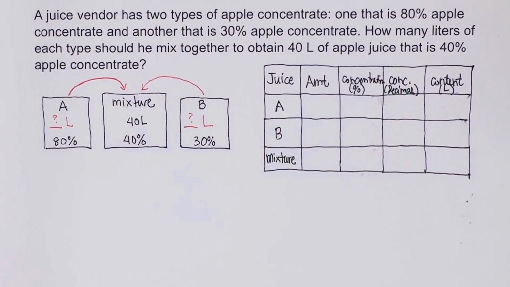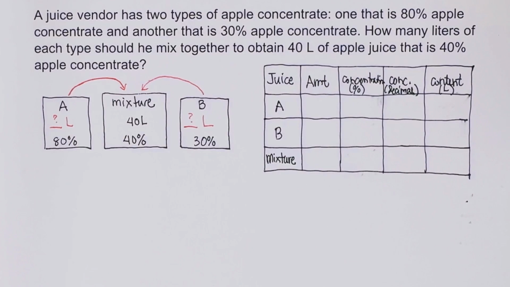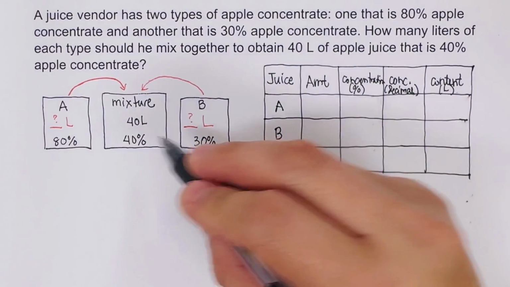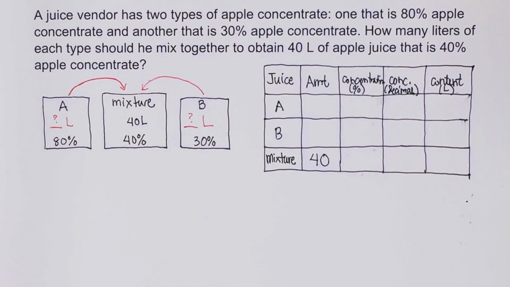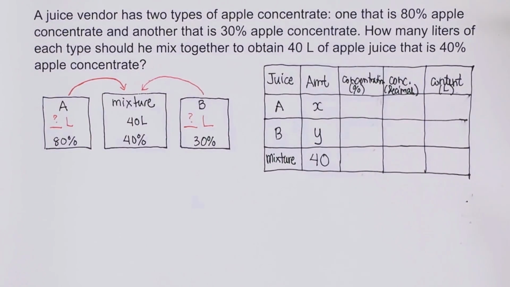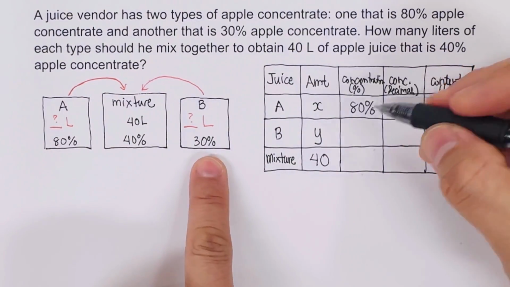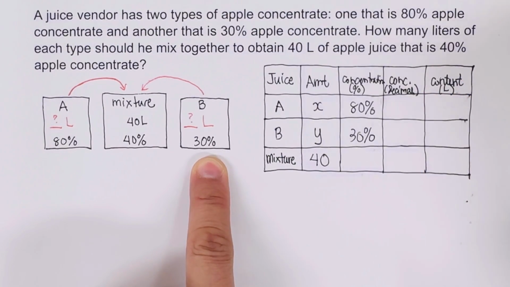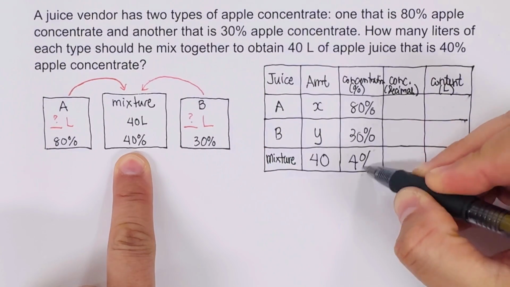So I've set up the table here. There are the two juices, juice A and juice B, and then the mixture. In this problem, we are given that the amount of the mixture is 40 liters, so I'm going to label this as 40 right here. We don't know the volume for A and B, so we can have these as X and Y. And then for the concentration, for A we say that this is 80%, so I'll write that down here. For B, that's 30%, I write that down here. And then the mixture, when they're combined together, is 40%, so I'm going to write that down here.